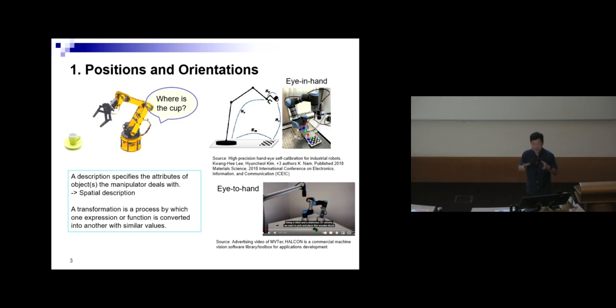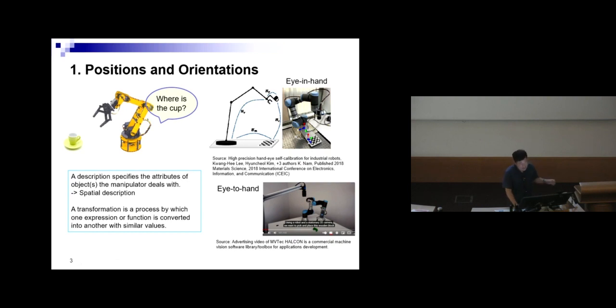To describe the position and orientation, we are talking about description. Position and orientation are within space, so this is also known as the spatial description. The word spatial simply means space. You have to describe where the object is and its attributes, so that the manipulator can deal with it. You also need transformations.